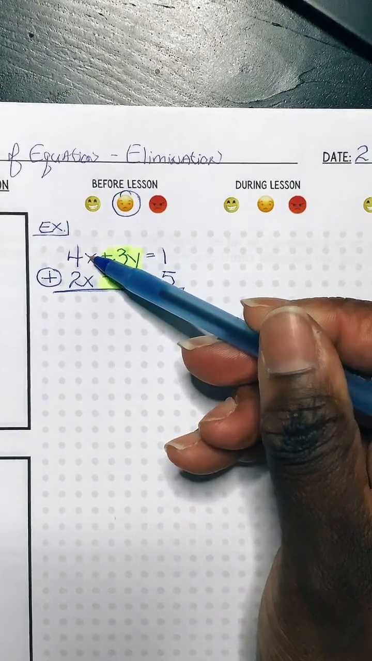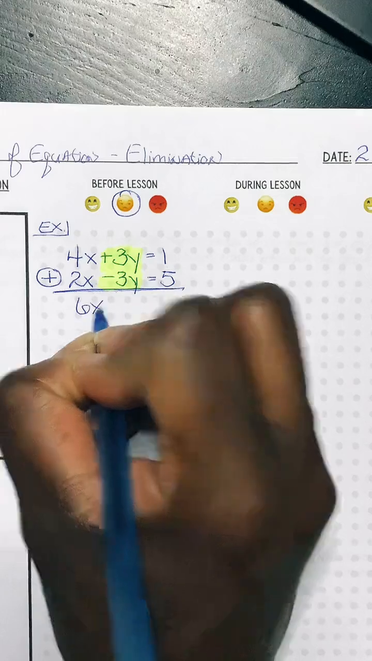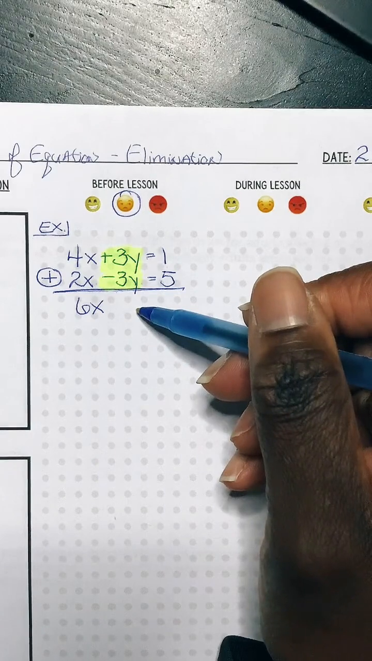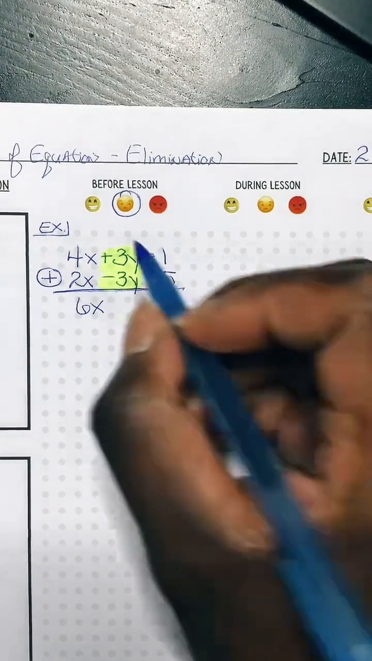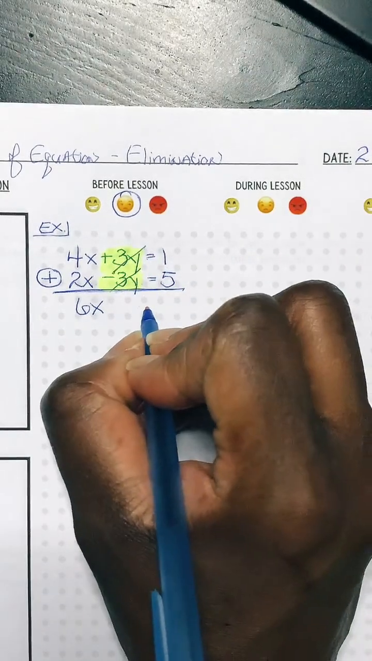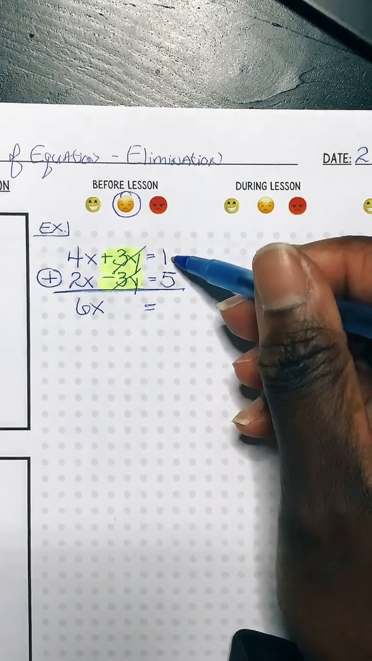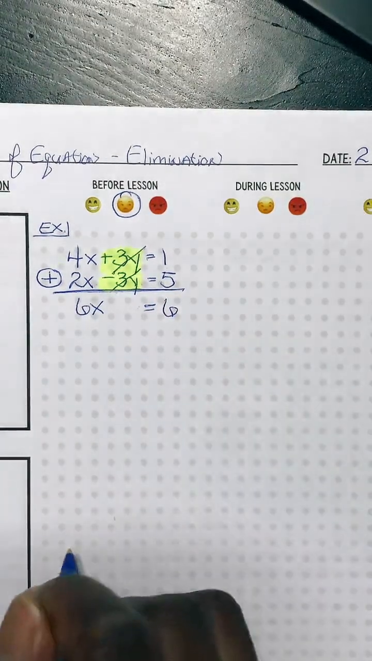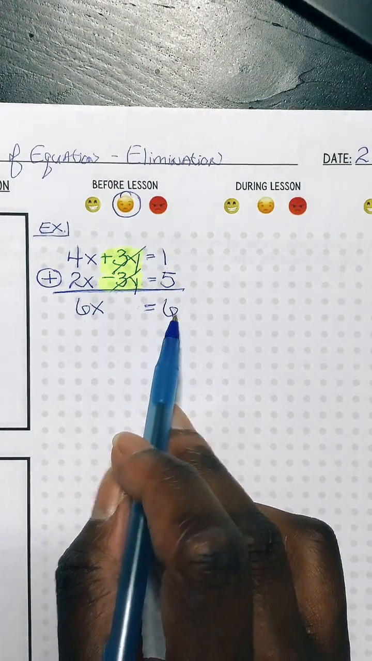So 4x plus 2x, that'll give me 6x. Positive 3y plus a negative 3y will give me 0y. I don't need to bring down the 0y because I don't need the 0 as a placeholder. But I will bring down the equals. And now it's going to be 1 plus 5, which gives me 6. So now I have 6x is equal to 6.